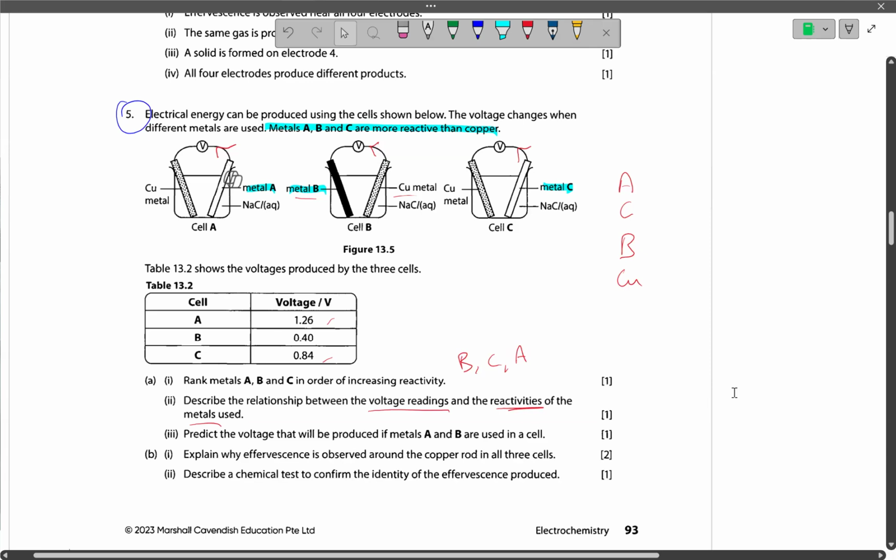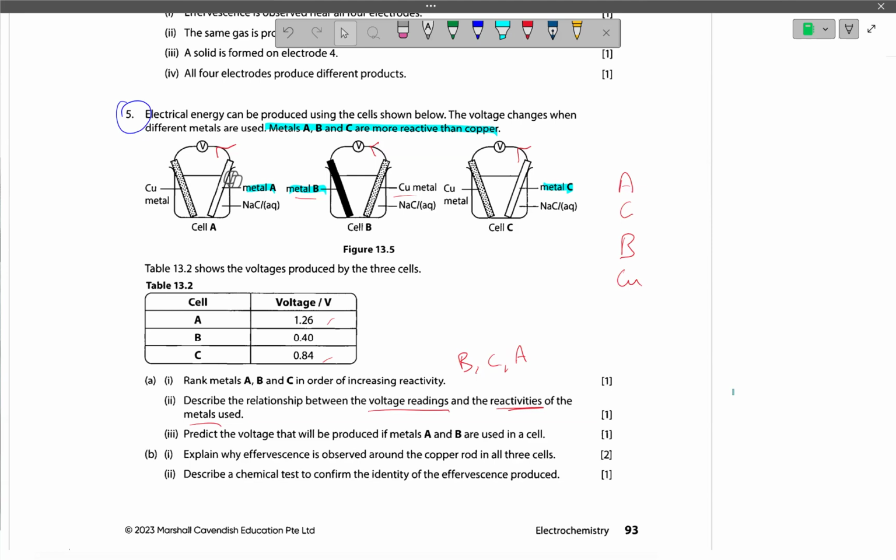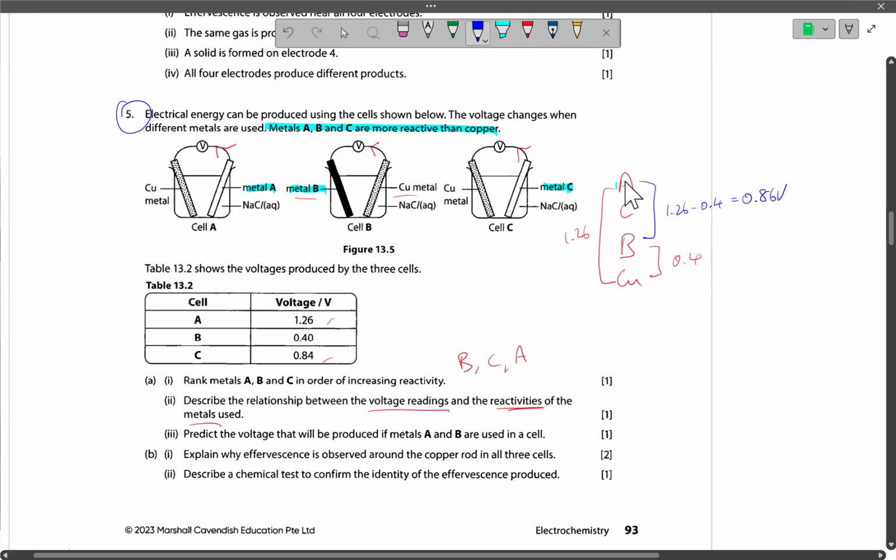So how about A and B? Let's look at A to copper. How much is it? 1.26. B to copper is 0.4. And therefore, A to B is how much? You just say 1.26 minus 0.4, right? 0.86 volt. That's all. So the sum of A to B and B to Cu is A to Cu. So that's how you calculate the voltage. So the answer for part 3 is 0.86 because the difference between A and B is 0.86.